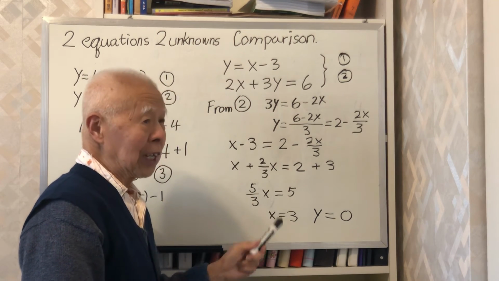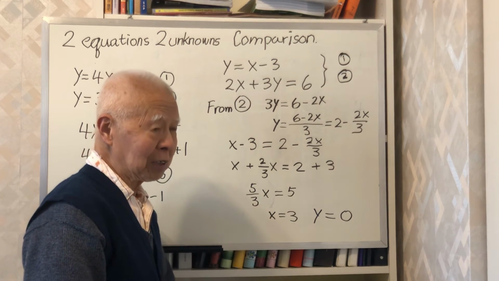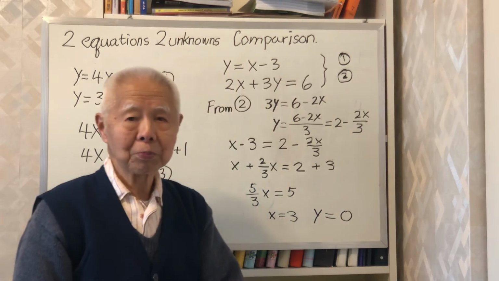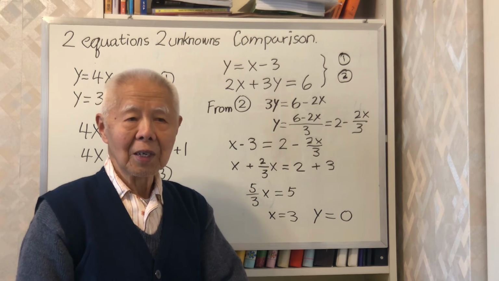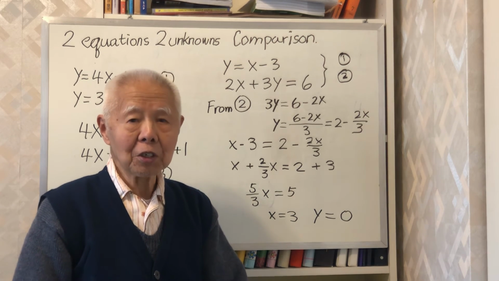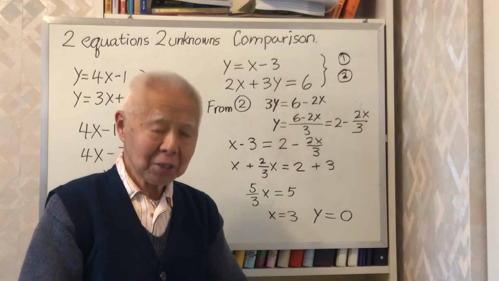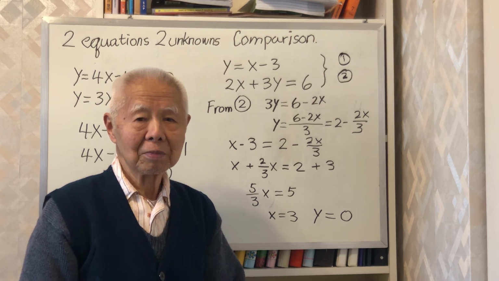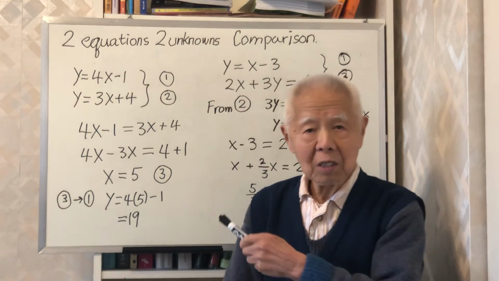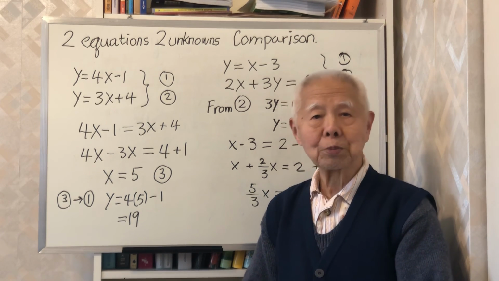So the answer is x equals 3, y equals 0. So that's called the comparison method. It's not too complicated, and it's very easy to understand. You compare the y values, and you get the answer. I hope everybody follows the method, comparison. Yeah, no problem. I hope so.